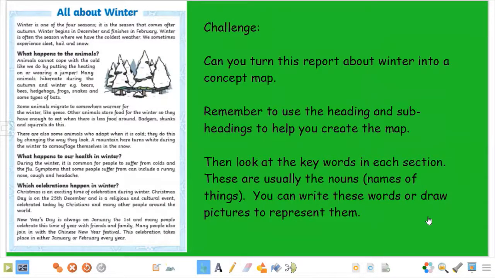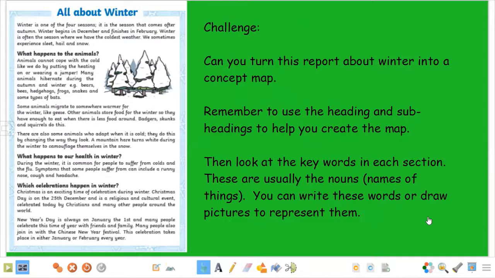Okay, so here's another challenge. The reason why I've added in another challenge is this is quite a complex report. Now, not everybody's going to get on to doing this, but you might want to have a go at giving yourself this challenge of turning this report, which is all about winter, into a concept map. The reason why I've given you this as a challenge is because it's got so much information. It's got some fantastic, really excellent key vocab in there, key words that the writer has used.